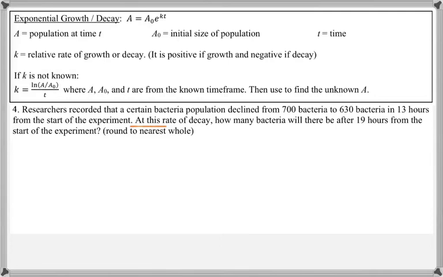They say at this rate of decay, but they don't actually tell you what the rate of decay is. So this is going to be this case here where K is not known. And in this case we use K is equal to ln of A over A0, all over T, where A, A0, and T are from the known time frame. Then we use this to find the unknown A.